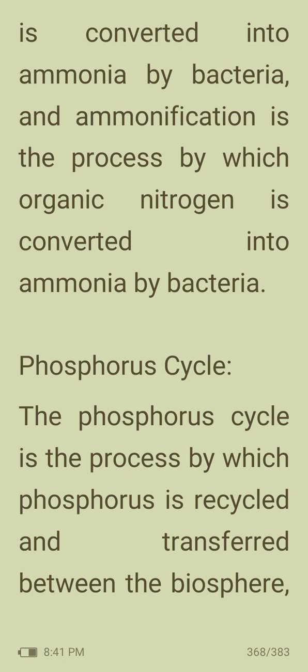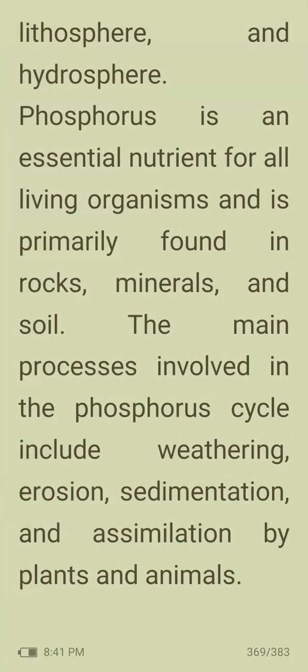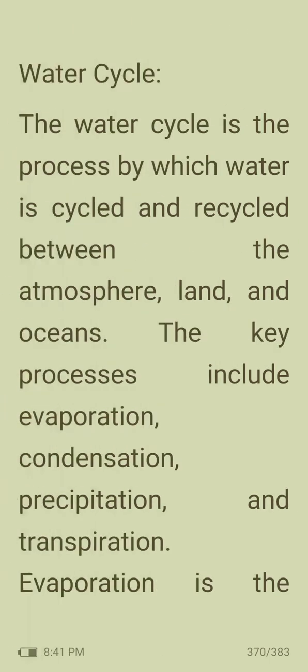Then, phosphorus cycle. The phosphorus cycle is the process by which phosphorus is recycled and transferred between the biosphere, lithosphere, and hydrosphere. Phosphorus is an essential nutrient for all living organisms and is primarily found in rocks, minerals, and soil. The main processes involved in the phosphorus cycle include weathering, erosion, sedimentation, and assimilation by plants and animals.